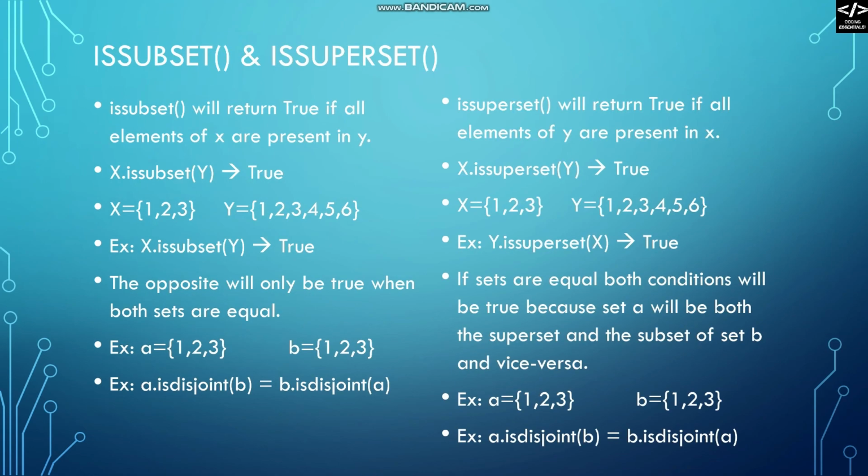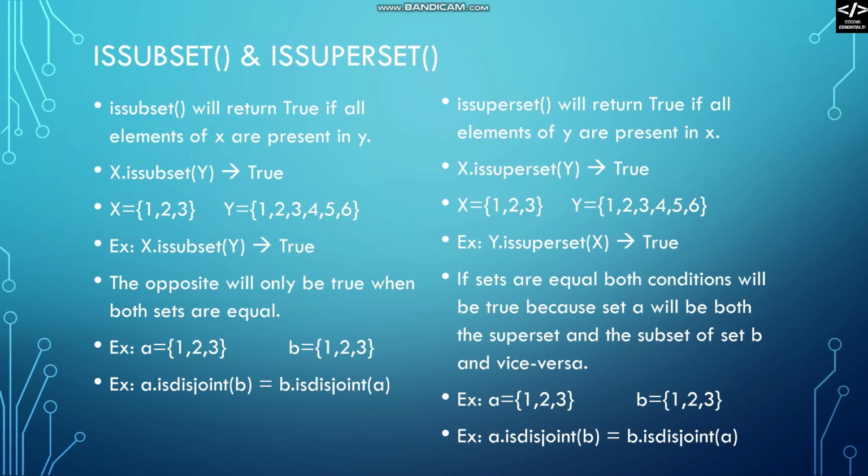Moving on to is subset and is superset. These are two opposite things. For example, first I will explain you is subset. Is subset will return true if all elements of x are present in y. So is subset will return true if all elements of x are present in y.